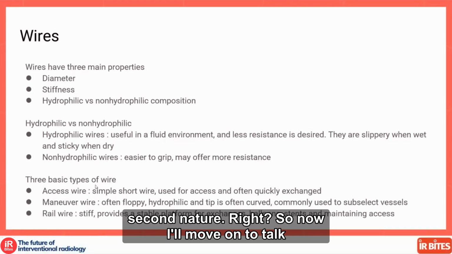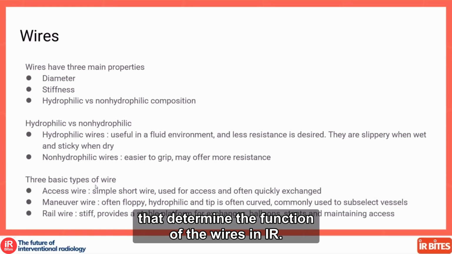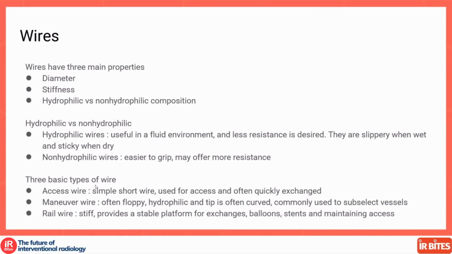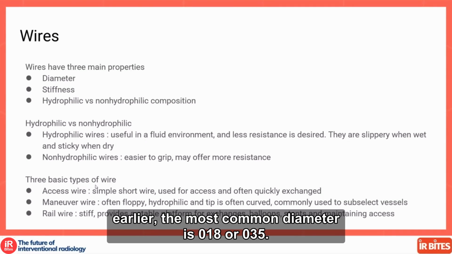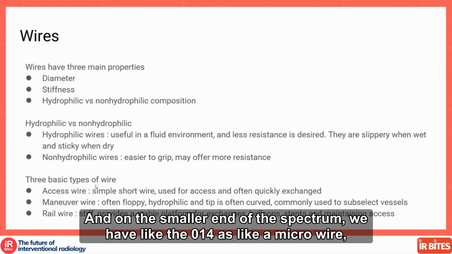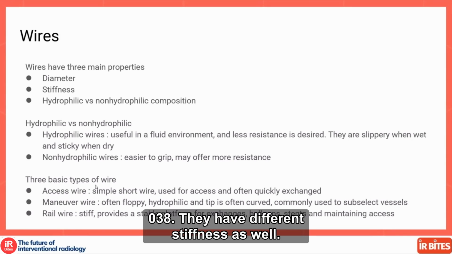Right, so now I'll move on to talk about wires. There are 3 main properties that determine the function of the wires in IR. One is the diameter. As I briefly touched on earlier, the most common diameters are 018 or 035. On the smaller end of the spectrum, you have the 014 as a micro wire, or a slightly bigger wire like 038.